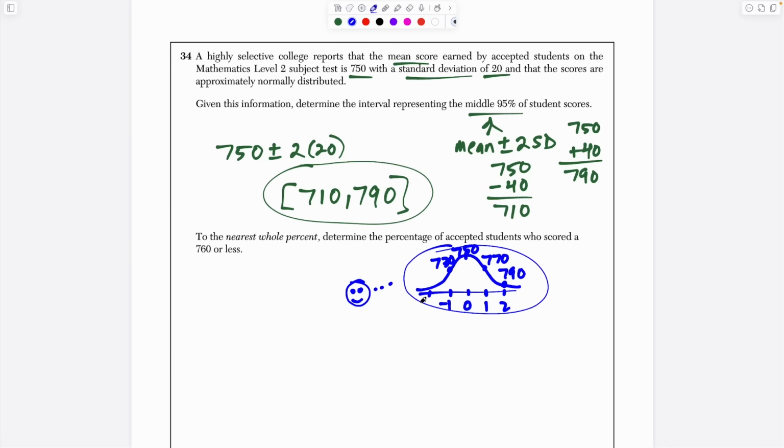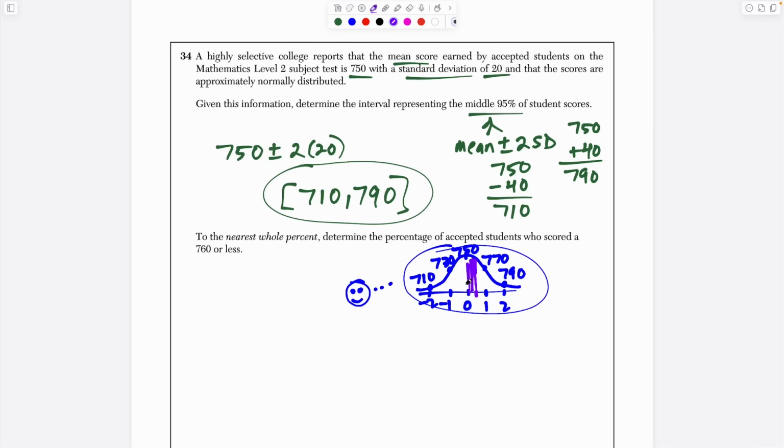And then minus another 1, so we subtract another 20, and that puts us at 710, which highlights the interval we did in the first part. But what they're asking here is what percentage of students scored a 760 or less. Okay, so determine the percentage of accepted students who scored a 760 or less. So you see how that's at the halfway point. So 1/2 standard deviation this way.